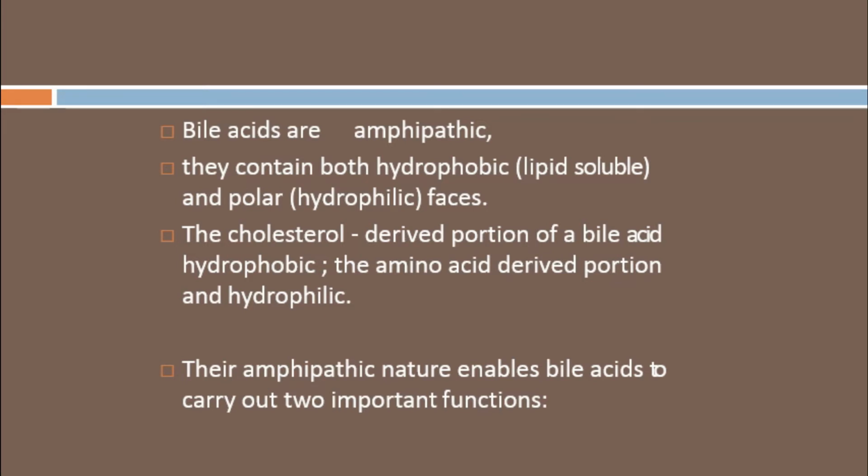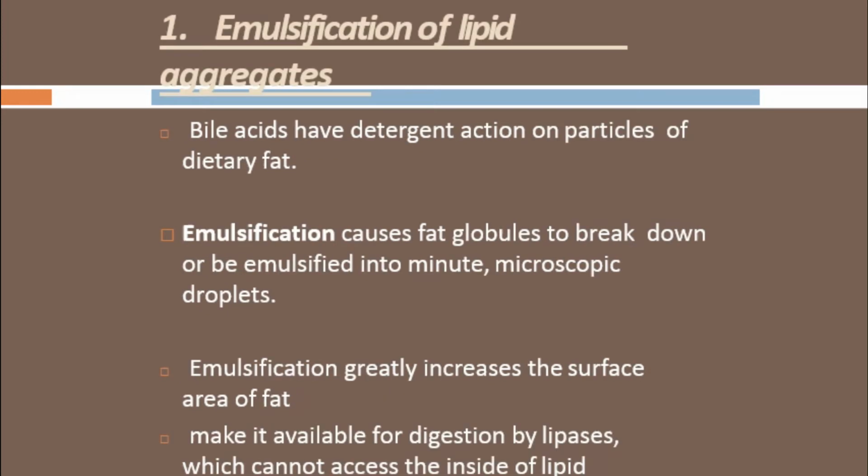The cholesterol part of the bile acid will be hydrophobic, whereas the amino acid part will be hydrophilic. These features allow bile acids to perform two functions. The first one is that it helps in emulsification of lipids. Basically, in the dietary fat, the bile acid will act and have something known as detergent action. This will cause the fat to break down into minute small droplets.